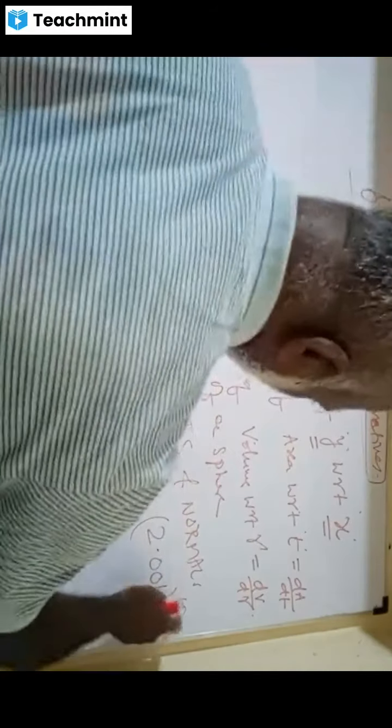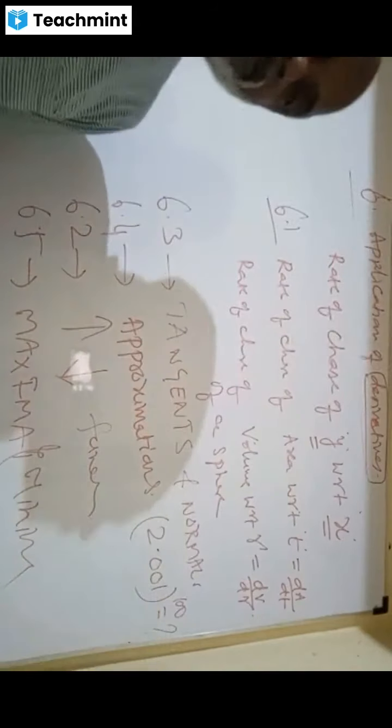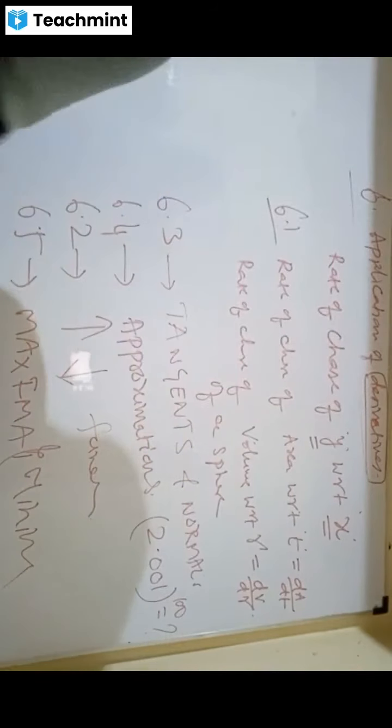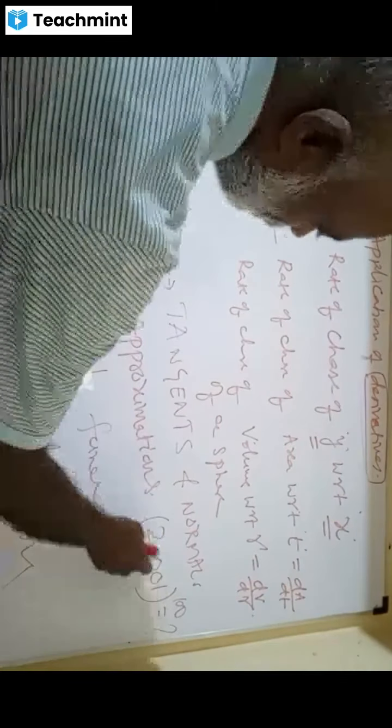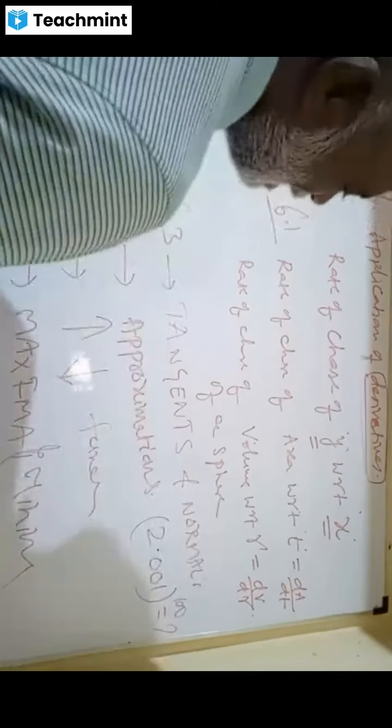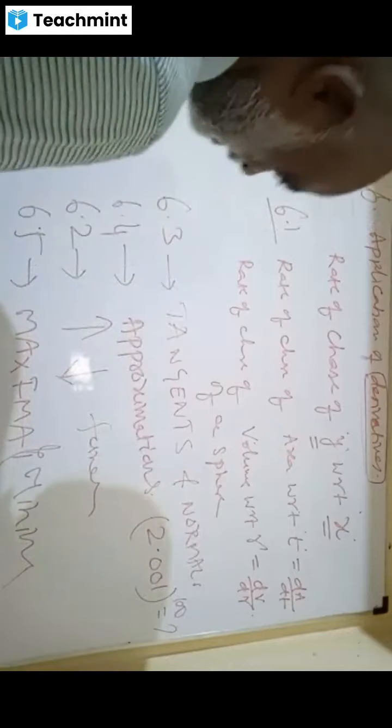2.001 to the power 5 or to the power 4. With our normal calculation skills, we cannot do it. But by using derivatives, we will be finding the approximate value of 2.001. Then tangents and normals. What are tangents and normals?